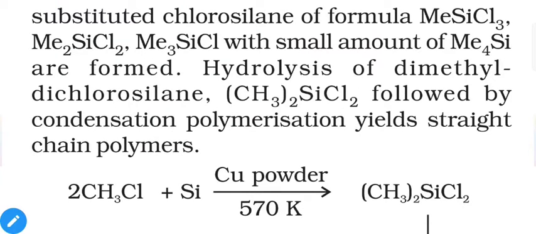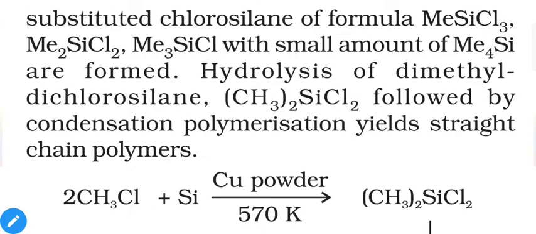When methyl chloride reacts with silicon in the presence of copper as a catalyst at 570 Kelvin temperature, it produces various types of methyl substituted chlorosilanes of formula MeSiCl3, Me2SiCl2, Me3SiCl. As mentioned, the total number of attachments with silicon will be 4, and in a small amount Me4Si is also formed. That means with silicon, 4 methyl groups will be attached.